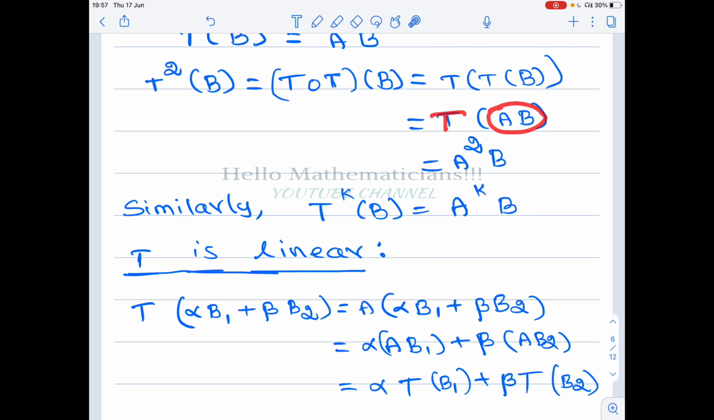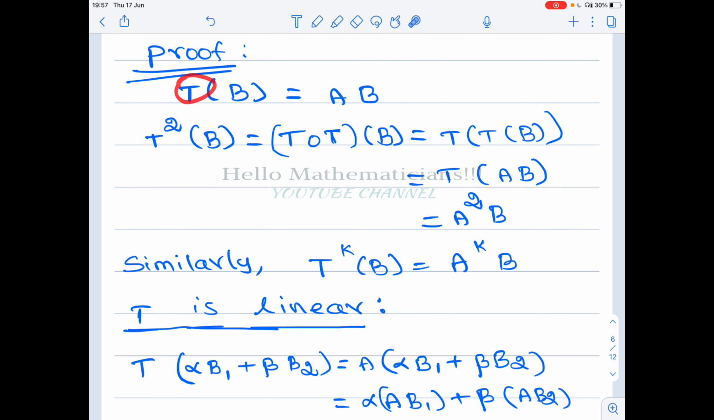It pre-multiplies another A to this matrix AB, so we get A square B. Similarly, you can observe that if you apply T k many times, you will get A power K into B. B is an n by n matrix, A power K is an n by n matrix, so this matrix multiplication is well defined. So if T is a linear transformation, then T power K is also a linear transformation. We have explicitly said how T power K looks like.